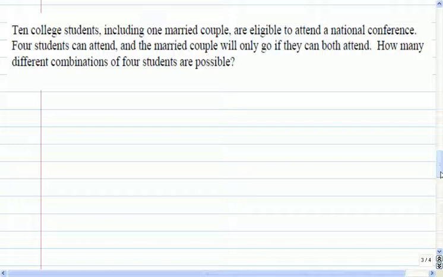Anybody have friends like this? It's really annoying when you do, right? Because you've got 10 people, and there's a married couple, but the married couple won't do anything unless they're together. They won't split themselves apart. So 4 students can attend this conference, but the married couple's only going to go if they can be together. Aww, isn't that sweet? But how can we count the number of possible combinations for 4 students if we've got this weird situation of the married couple may or may not go?